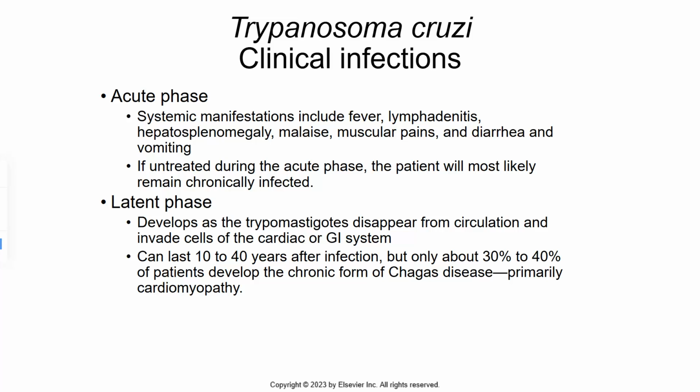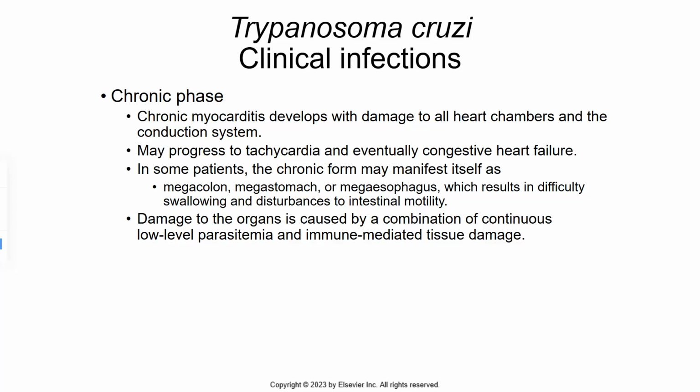The latent phase develops as the trypomastigotes disappear from circulation and invade cells of the cardiac or GI system. It can last 10 to 40 years after infection, but only about 30 to 40% of patients develop the chronic form of Chagas disease, primarily cardiomyopathy. In the chronic phase, chronic myocarditis develops with damage to all heart chambers and the conduction system, and may progress to tachycardia and eventually congestive heart failure.